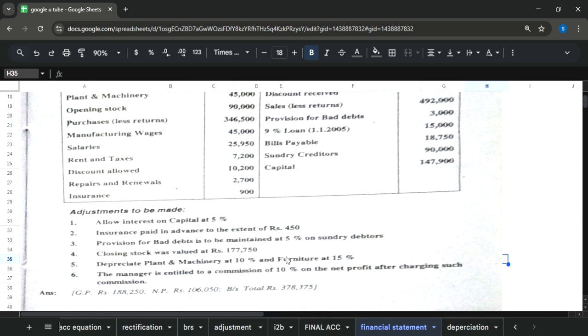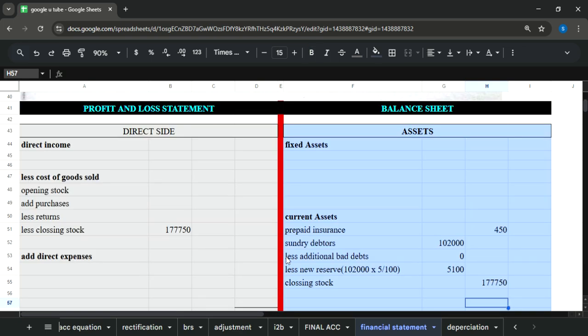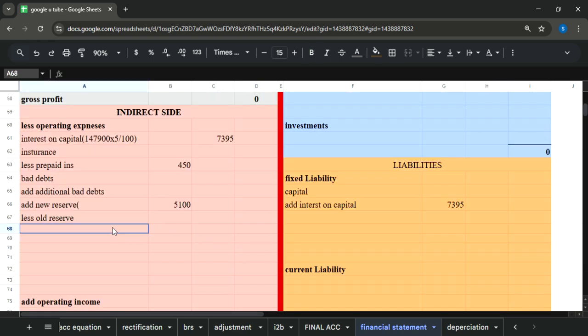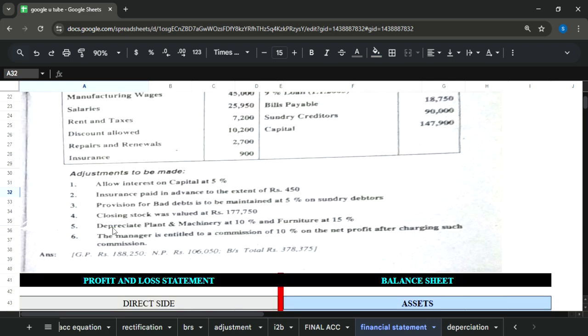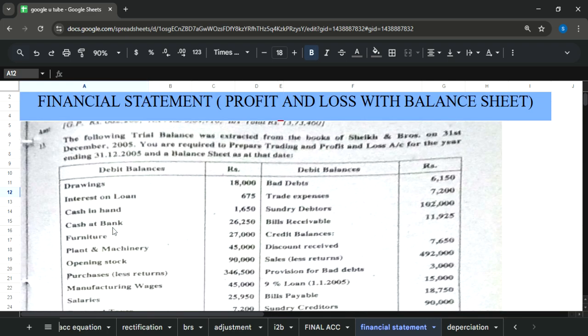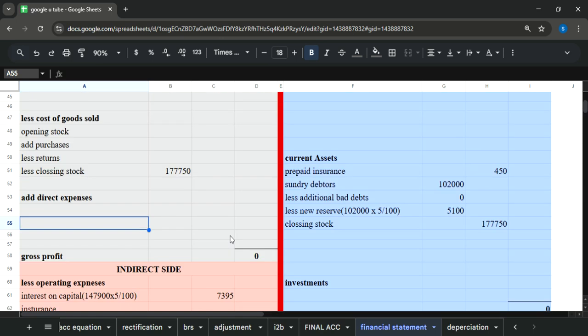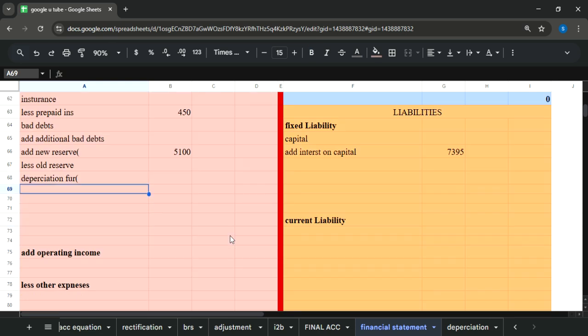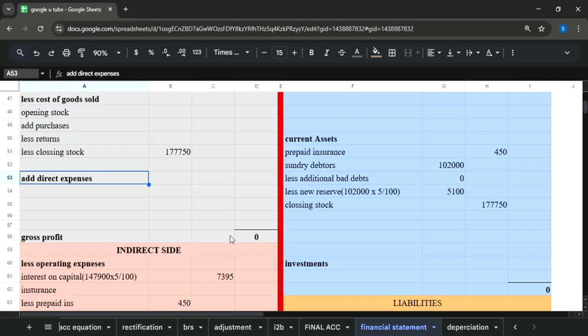There are 2 depreciations. So you will go to operating expense. Here you will write depreciation of furniture, and you need to calculate it. For that purpose, we will go upward and see how much the amount of furniture is. And look at here, this is furniture, 27,000 is your amount. So here 27,000 you will mention for your furniture.